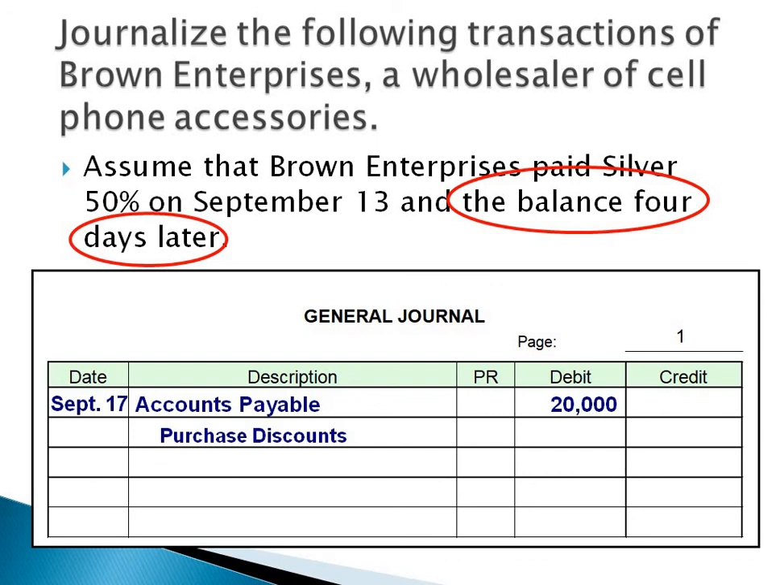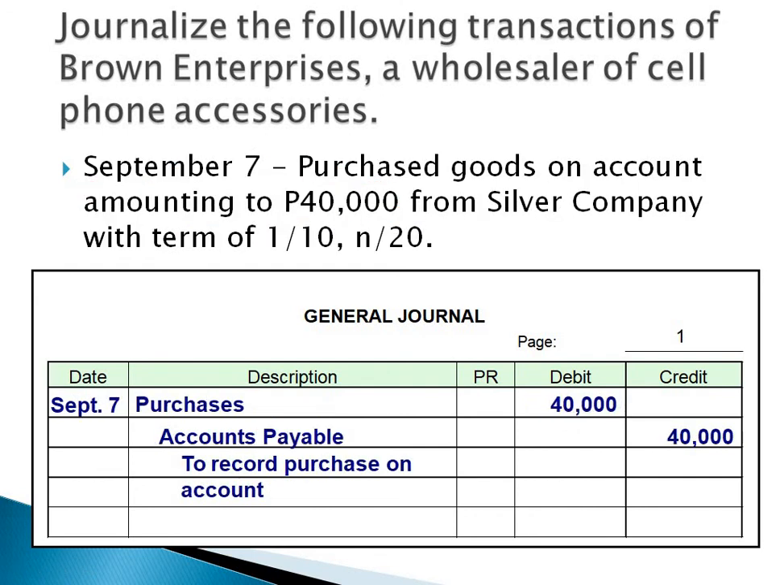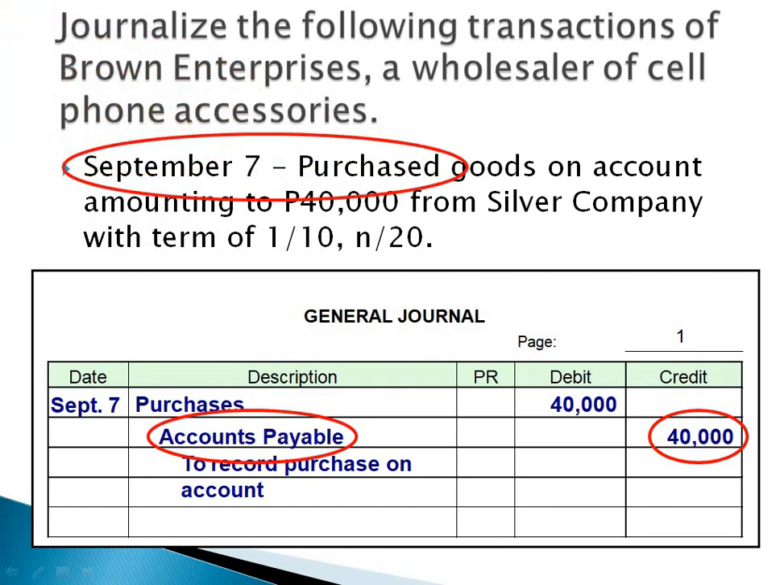Many would base the 1% discount on this 20,000 pesos debit to accounts payable. That is wrong. Instead, the discount must be based not only on this 20,000 pesos on September 17, but also on this other 20,000 pesos on September 13. Or in short, on the full amount of the accounts payable recorded on the date of purchase, which is 40,000. Since there were no purchase returns and allowances made which could have affected the 40,000 accounts payable.